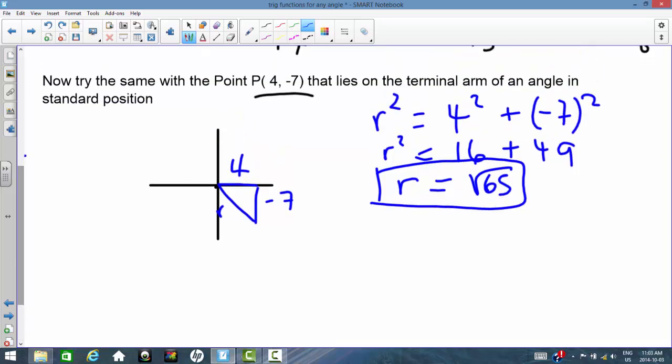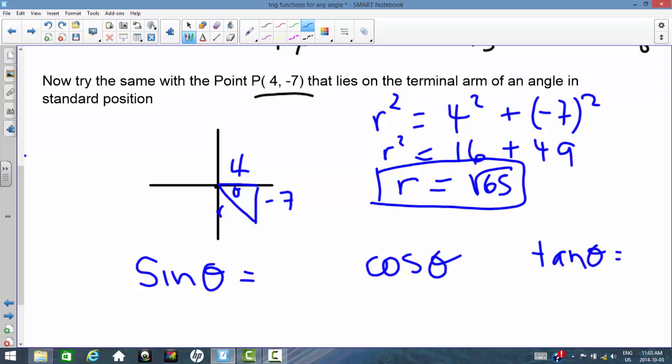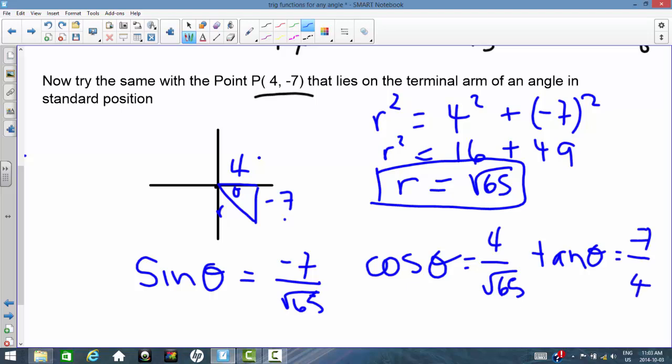Okay, I'm giving myself a little bit more space again. And then I'm going to write sine of the angle. So the angle's in here. And cos of the angle. And tan of the angle. And that's equal to sine is opposite, which is negative 7, over hypotenuse, which is root 65. Cos is adjacent, which is 4 over root 65. And tan is opposite over adjacent, so that's negative 7 over 4. And you're done that. I'll just erase that so that it looks a little bit more like a negative 7.